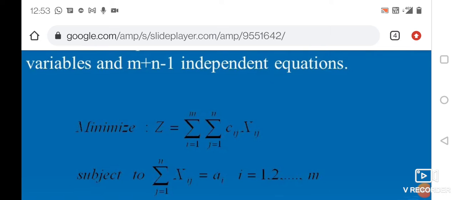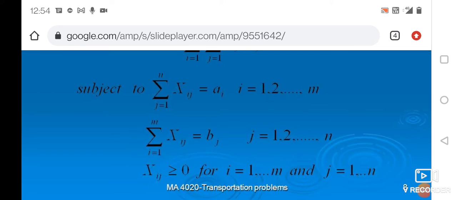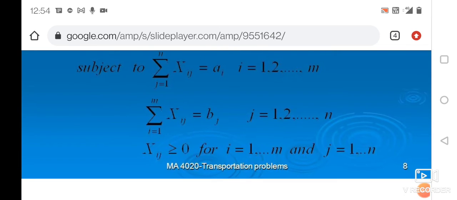Your problem is minimization: z is equal to the sum of Cij, the cost coefficient, times Xij, subject to the sum of j is equal to 1 to n, Xij is equal to ai, i is equal to 1 to m, the sum of i is equal to 1 to m, Xij is equal to bj, j is equal to 1 to n, and Xij greater than or equal to 0 for i is equal to 1 to m and j is equal to 1 to n.